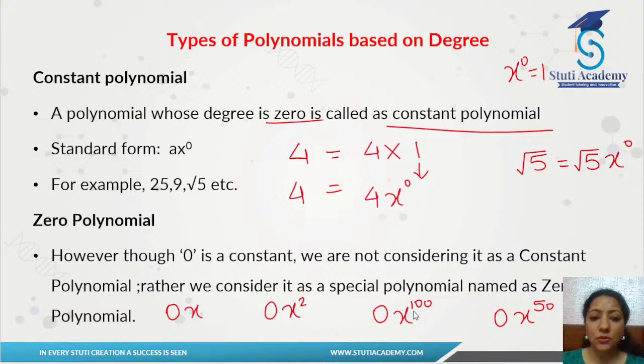So what is the degree of 0 polynomial? The degree of 0 polynomial is not defined because I can write it as 0 multiplied by x raised to the power of any whole number. So here we have 0 polynomial. It's constant, but still we have given it a special name, that is 0 polynomial, and the degree of 0 polynomial is not defined.